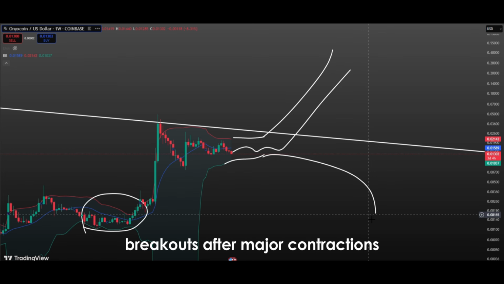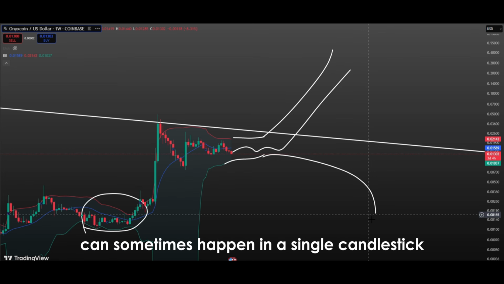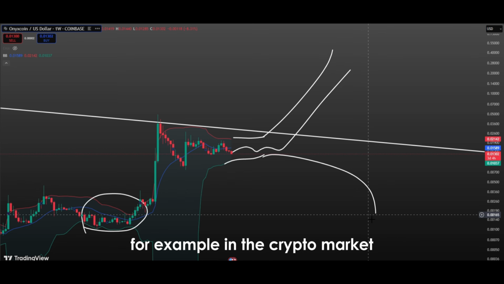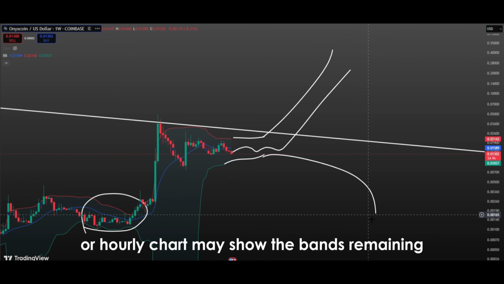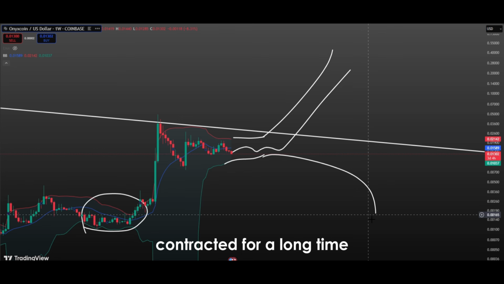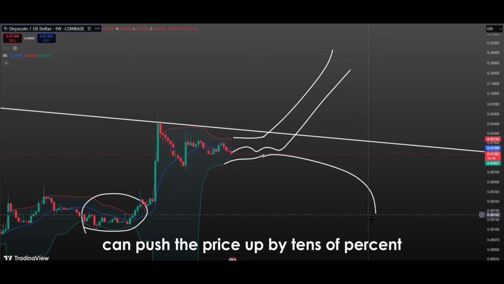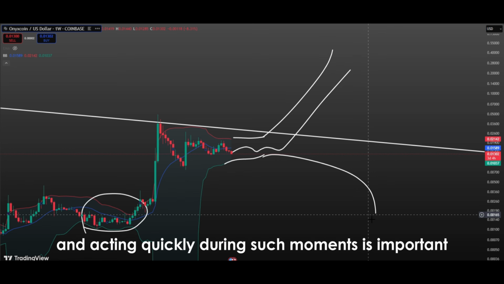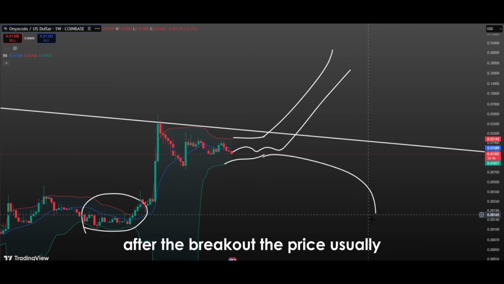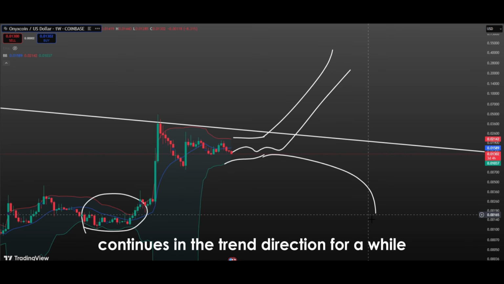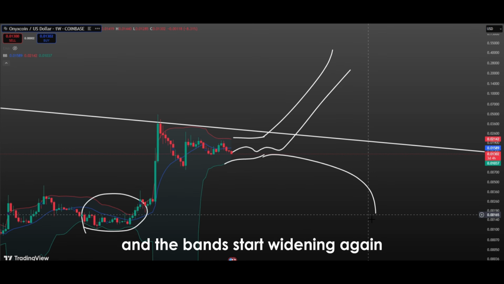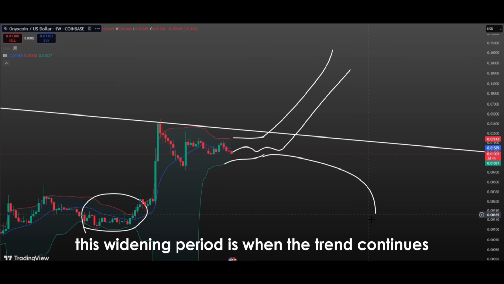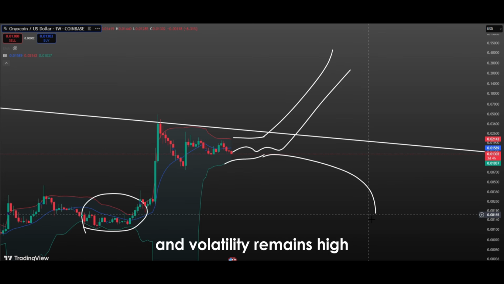Breakouts after major contractions can sometimes happen in a single candlestick. For example, in the crypto market, a 1-minute or hourly chart may show the bands remaining contracted for a long time, and then a high-volume buy can push the price up by tens of %. Therefore, being ready and acting quickly during such moments is important. After the breakout, the price usually continues in the trend direction for a while, and the bands start widening again. This widening period is when the trend continues and volatility remains high.